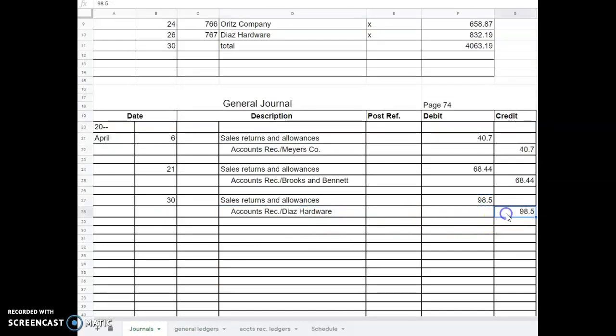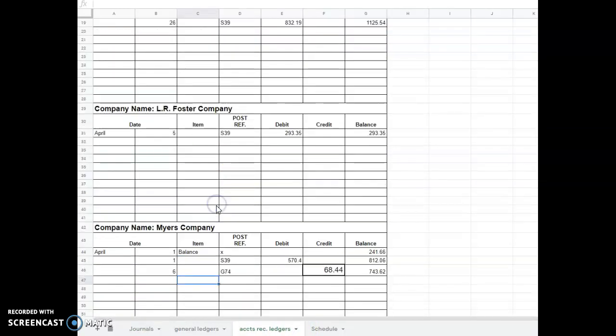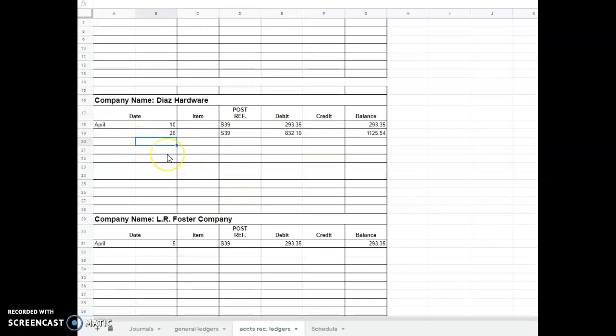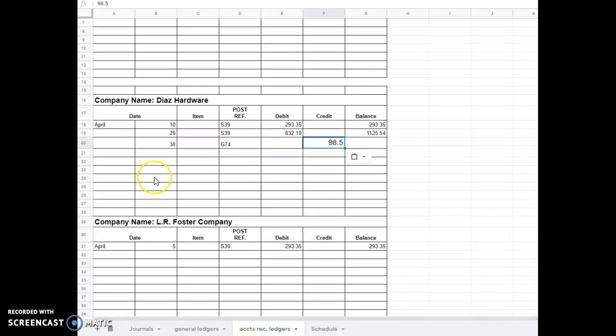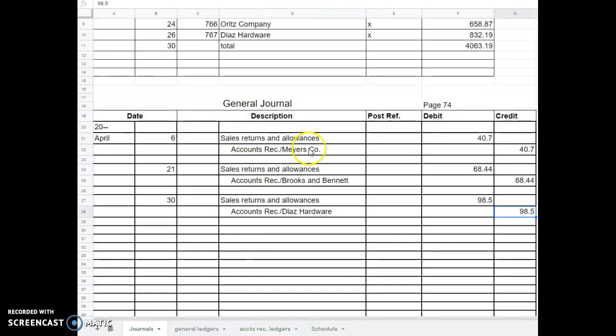We're going to go ahead and credit their account receivable over here. So find our Diaz Hardware on the 30th. G74. Okay, we're going to go ahead and credit the 98.50. So we need to subtract. So we're going to take our previous balance minus our credit. 1,027.04 should be the balance. So we have now journalized everything from our general journal.